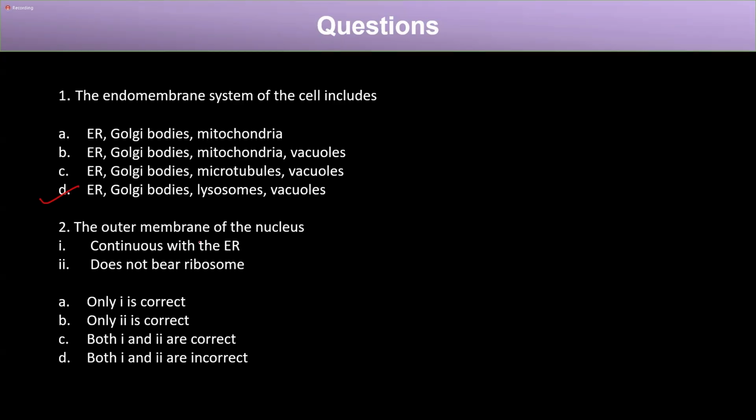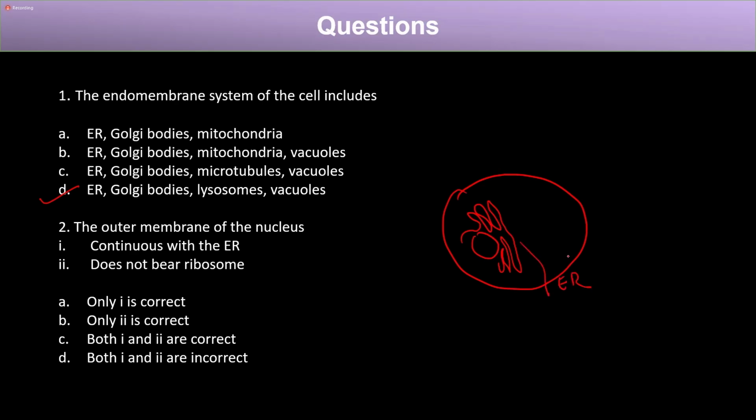The second question is, the outer membrane of the nucleus is continuous with the ER, and does not bear ribosomes. If you remember the structure, you have a nucleus, and this is continuous with the nuclear envelope, and this structure is known as the ER. So the first option is correct. However, the second option, that it does not bear ribosomes, is not true, because the ER is further of 2 types, rough endoplasmic reticulum and smooth endoplasmic reticulum. The rough endoplasmic reticulum has ribosomes attached to it. So only option 1 is correct.